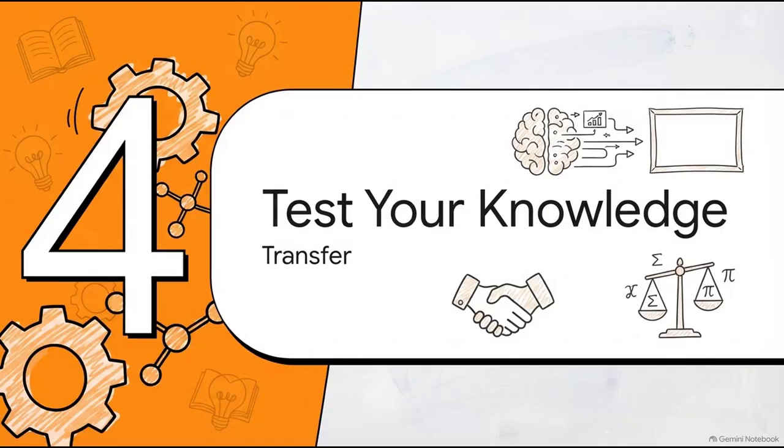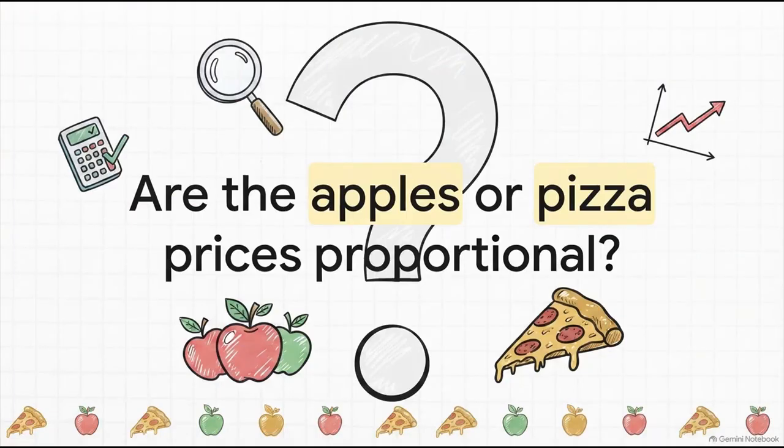And now for our final act, Section 5, Transfer. Test your knowledge. This is where you get to prove you've fully mastered the concept by transferring what you know to a brand new scenario. We're going to look at the apples and pizza cool-down challenge, straight from the source material.